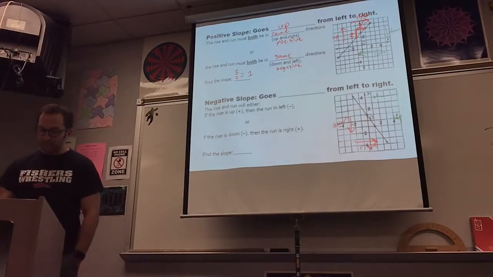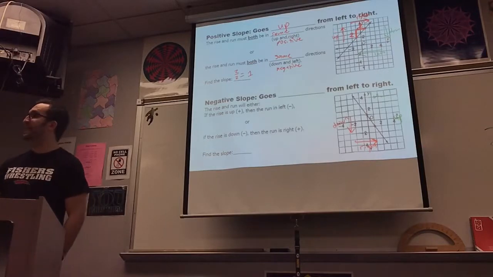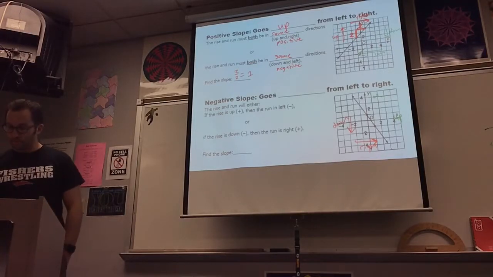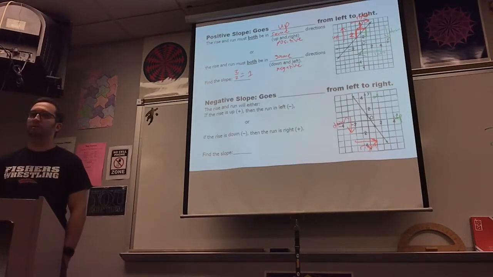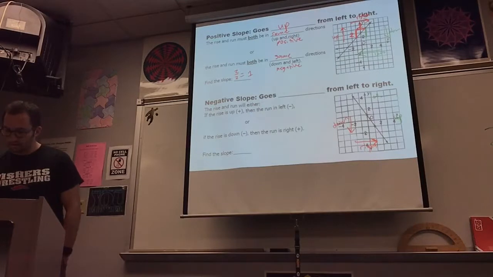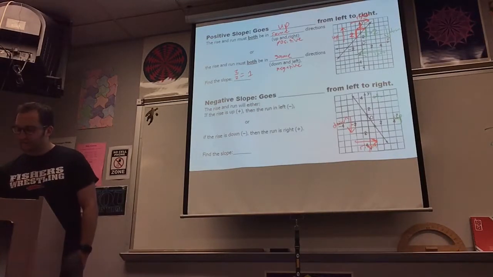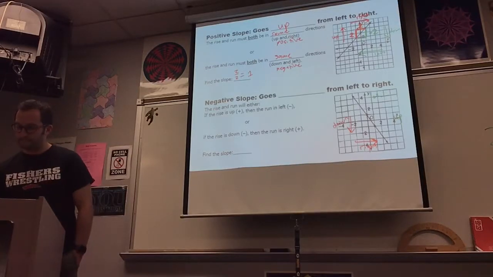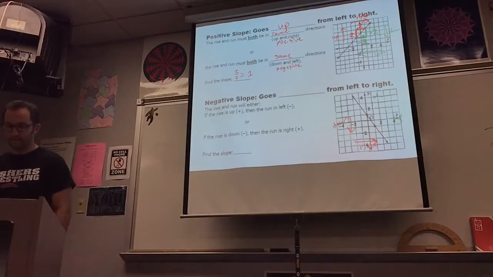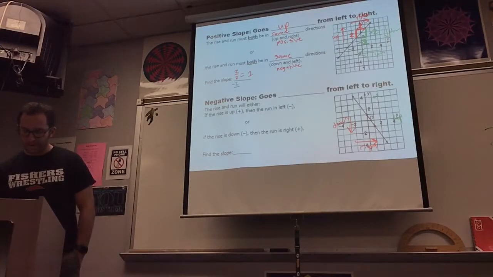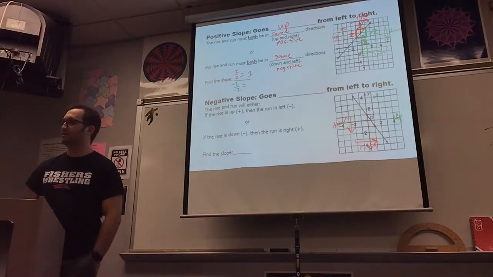Now I want us to do the same thing by drawing down and left. Let's see if it works. This little green line that I just put on here, that's going down. So that's not 2, that's negative 2. And then to the left, what's that? Negative 2. So if I have a slope of negative 2 over negative 2, what does that simplify to?